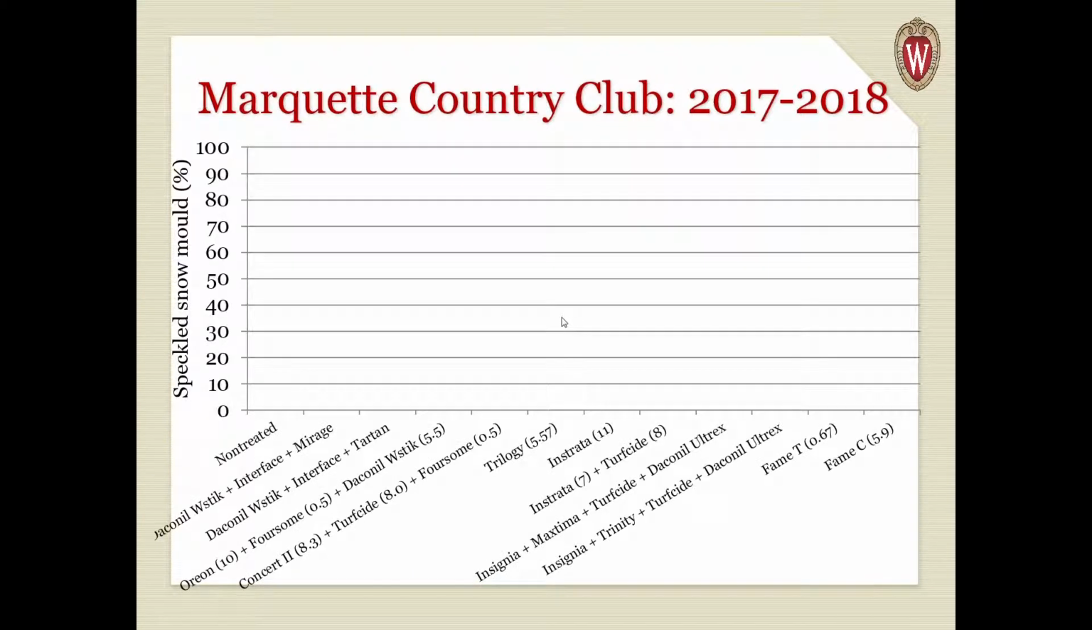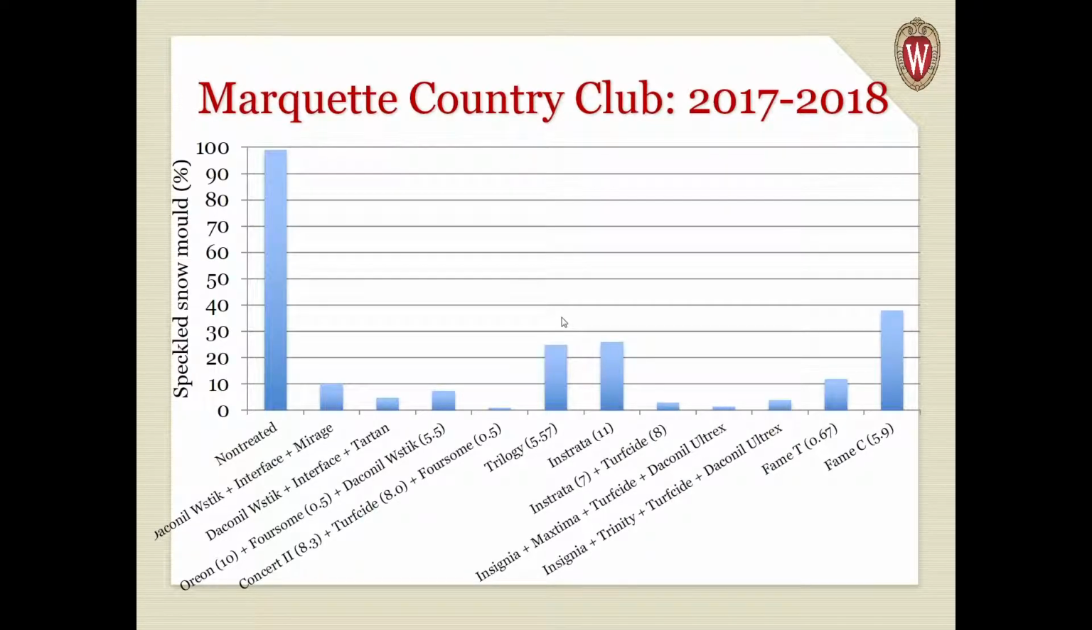The interesting thing to note, though, is that a lot of the same things apply. You still need mixtures of multiple active ingredients. So here's the non-treated, way up there at 100%. And we're seeing a little more snow mold than we saw at Wausau, a little more of a moderate level of pressure, but the same things apply, right? You need that 3 or more mixtures of different active ingredients from different chemical classes to provide that increased level of control.